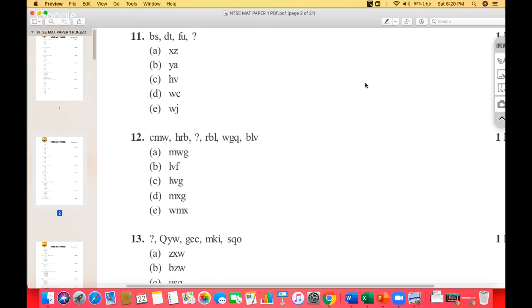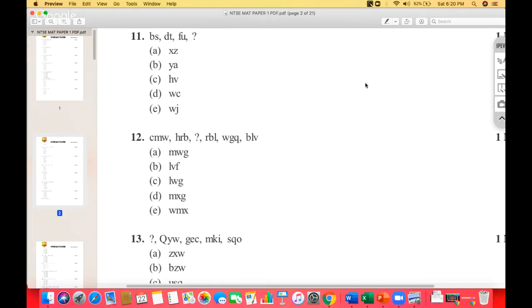What's the answer? So question number 11, you guys are saying that it's answer C, and question number 12, you guys are saying A. If you are saying 12C, so look at here.